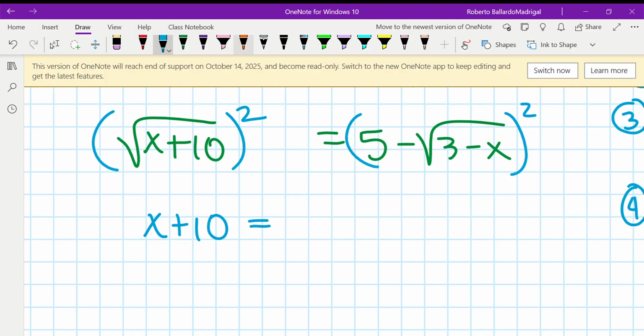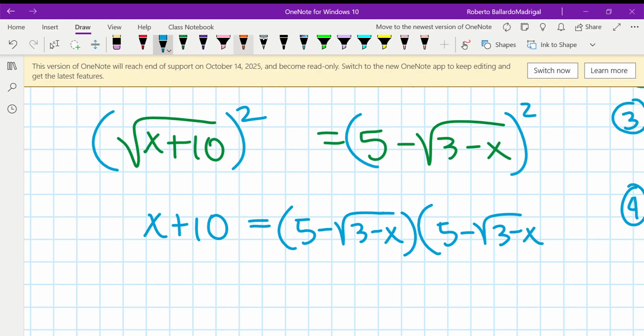When we square the second side, not so easy, because we don't just have the radical, but we also have the 5 in front of it. So 5 minus radical 3 minus x to the second power is the same as rewriting this 5 minus radical 3 minus x times 5 minus radical 3 minus x, because we have a pair of them. Because we're squaring, it's like we have two groups of these. It's going to get a little bit messy.